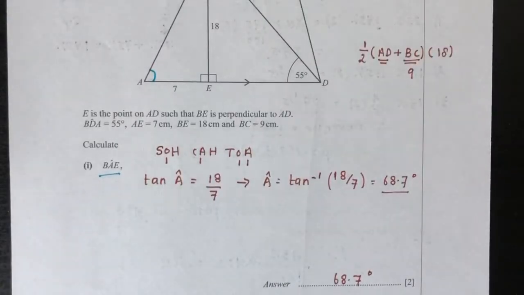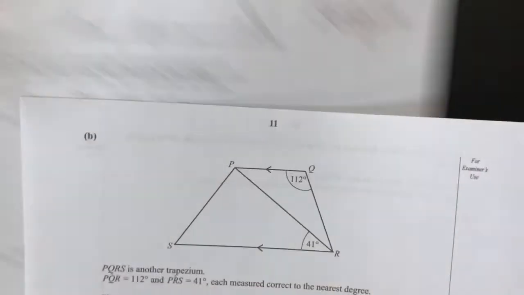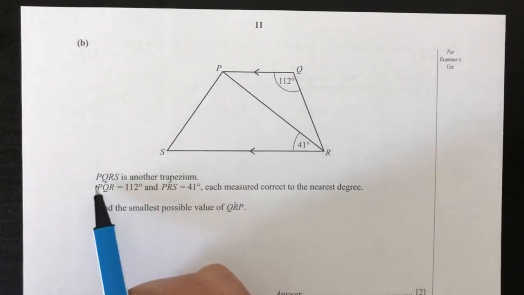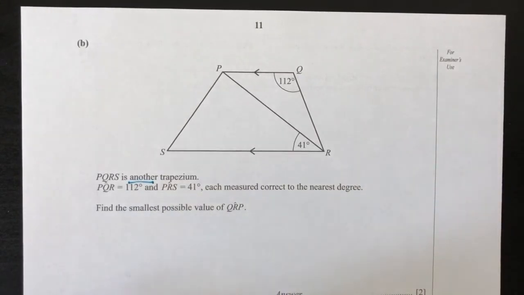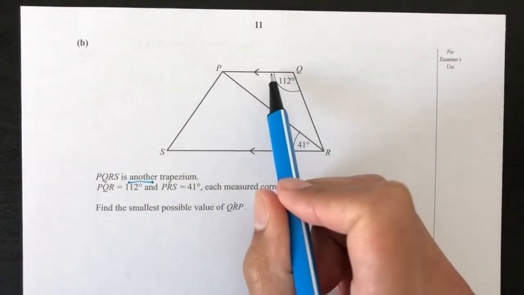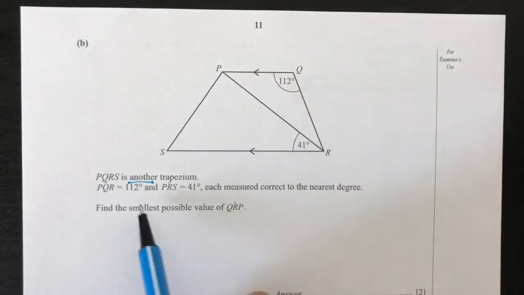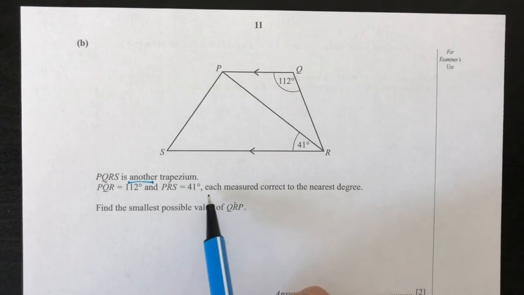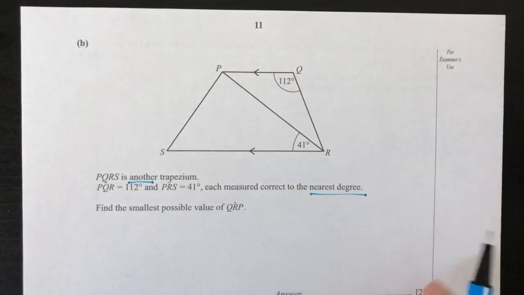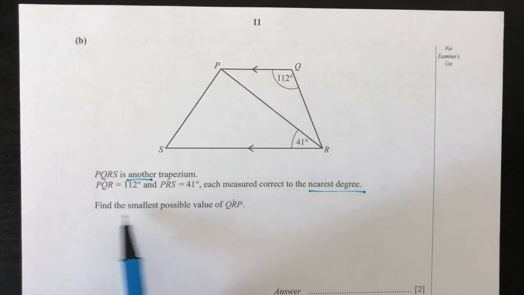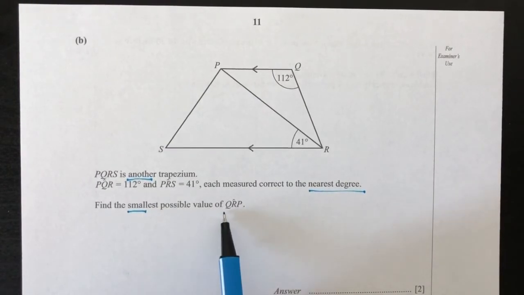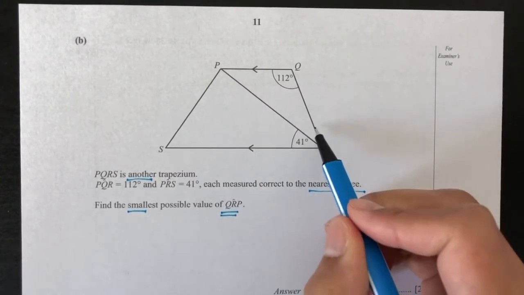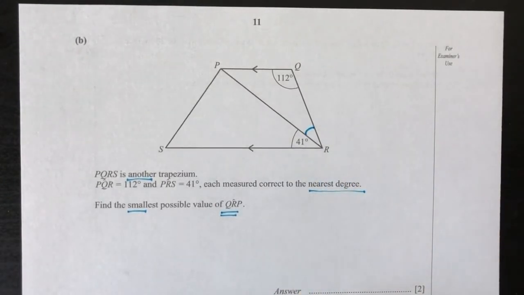Okay, that is part A. Let's move on to part B now. Let's see what we have here. PQRS is another trapezium with PQR is 112, and then we have PRS as 41, each measured to the nearest degree. Now the next one is find the smallest possible value of QRP, so for this angle. So how would you find this?